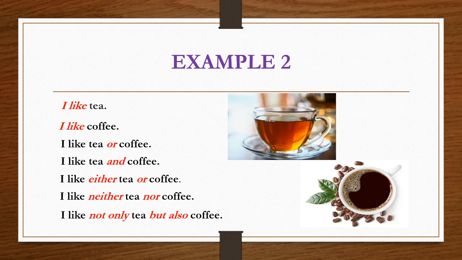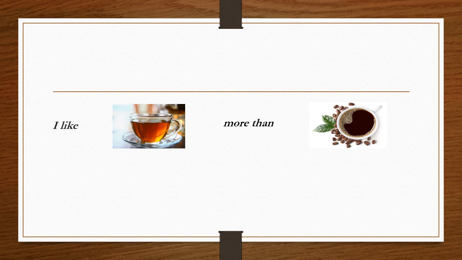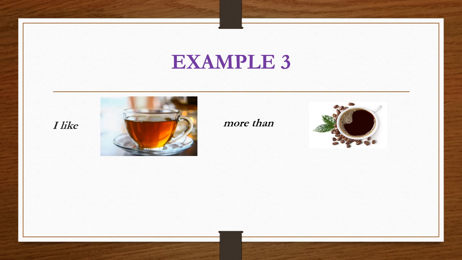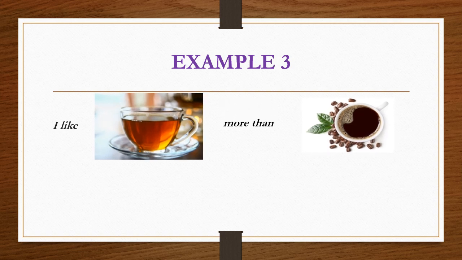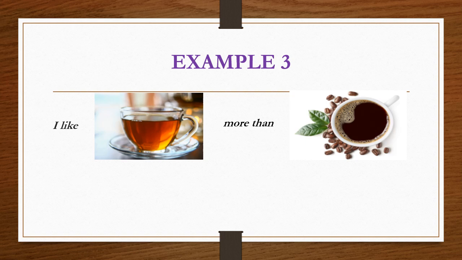Let's see the third example. I like tea more than coffee. Now, when you like tea more than coffee, what do you use in English? We say, I prefer tea to coffee.